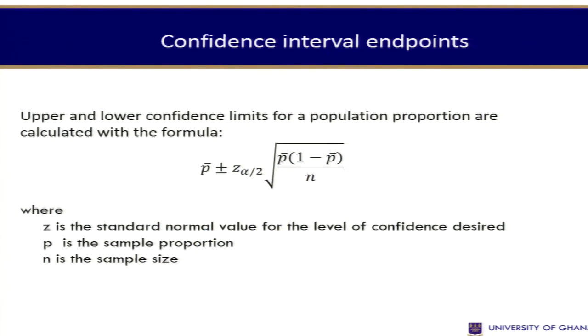Therefore, in calculating the upper and lower confidence limit for a population proportion, we are going to have p bar plus or minus z alpha over 2 multiplying our standard error. And in this case, our standard error is p bar times 1 minus p bar divided by n, all under the square root sign. Z is the standard normal value for the confidence level desired. P bar is the sample proportion, and n is the sample size.